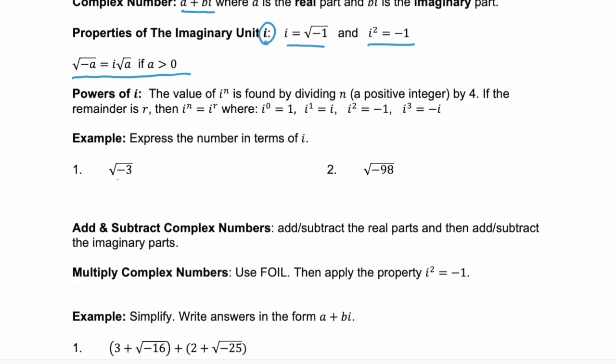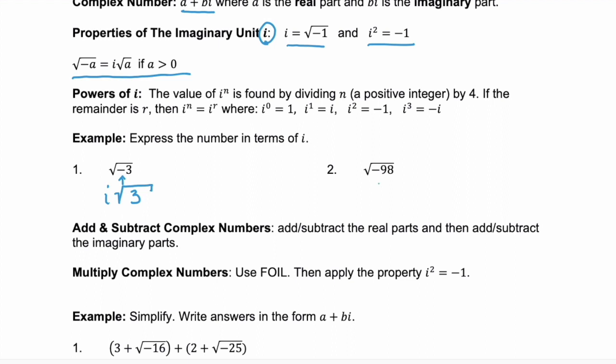Example 1, we're taking the square root of -3. Well, this negative comes out of the square root as i, and that would leave us with the square root of 3. 3 isn't a perfect square, so this is the simplified answer, i square root of 3.